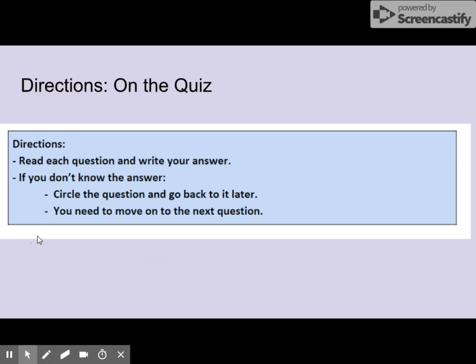Directions. This is what is on the quiz. Directions. Read each question and write your answer. If you don't know the answer, circle the question and go back to it later. You need to move on to the next question.